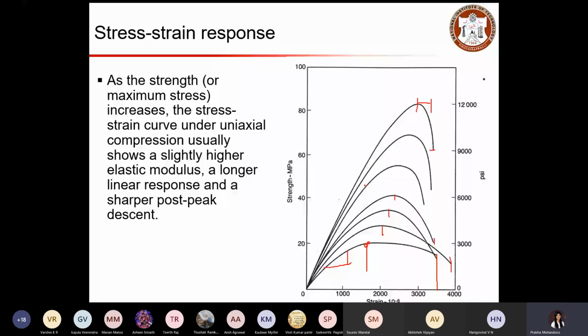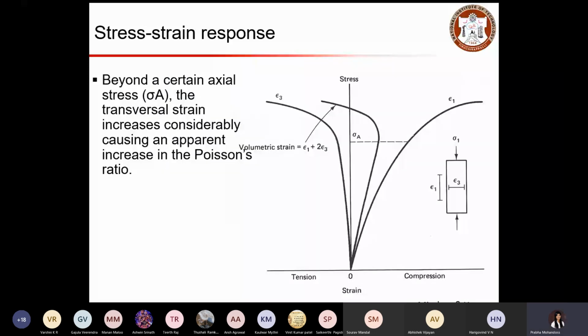So as the strength increases, your elastic modulus will increase and you will have a longer linear response and a sharper post peak, and you will have less post-peak response when your strength increases. And this gives this restrained response when your member is subjected to compression and tension.